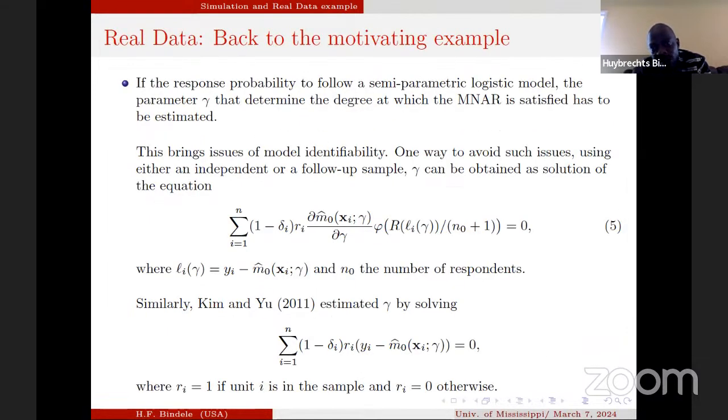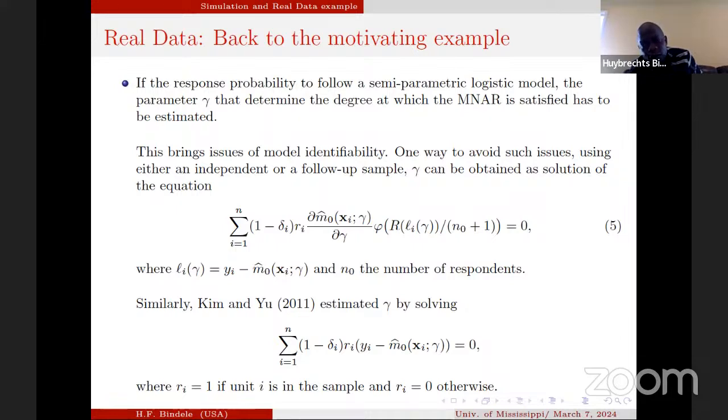And this slide here is just to help you estimate that parameter that we talked about. If you want to estimate gamma, you can use it. You can estimate it via least squares or rank-based. But remember that when I said you need to estimate it using either a follow-up sample or an independent sample, this is the estimating equation that you can use to estimate gamma.